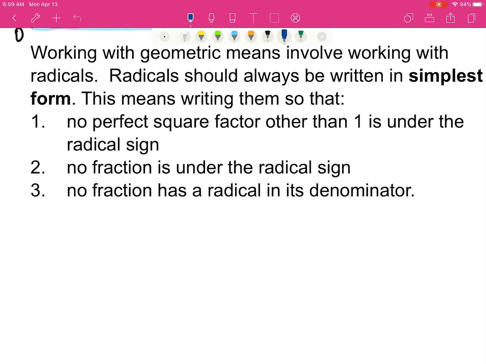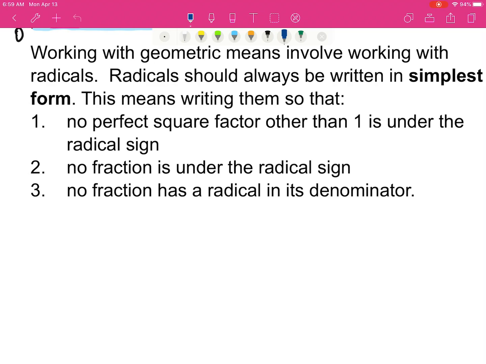So the arithmetic we're going to have to work with is going to involve proportions, and it's going to involve radicals. So when we work with geometric means, we are usually going to have to deal with a radical, and they should always be written in simplest form. Writing them in simplest form means that no perfect square factor other than 1 is under the radical sign. So in essence, we're going to be talking about breaking down our radicals.